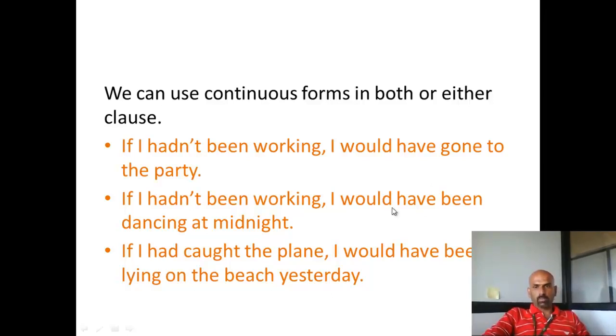Here, they converted it into the perfect continuous conditional. If I hadn't been working, I would have been dancing at midnight. Generally, you can say "I would have danced at midnight", but here it is "I would have been dancing at midnight". If I had caught the plane, I would have been lying on the beach yesterday. Here, you can see the difference. Here, perfect continuous they have used. Here also perfect continuous. Here, past perfect continuous. These are the different usages.